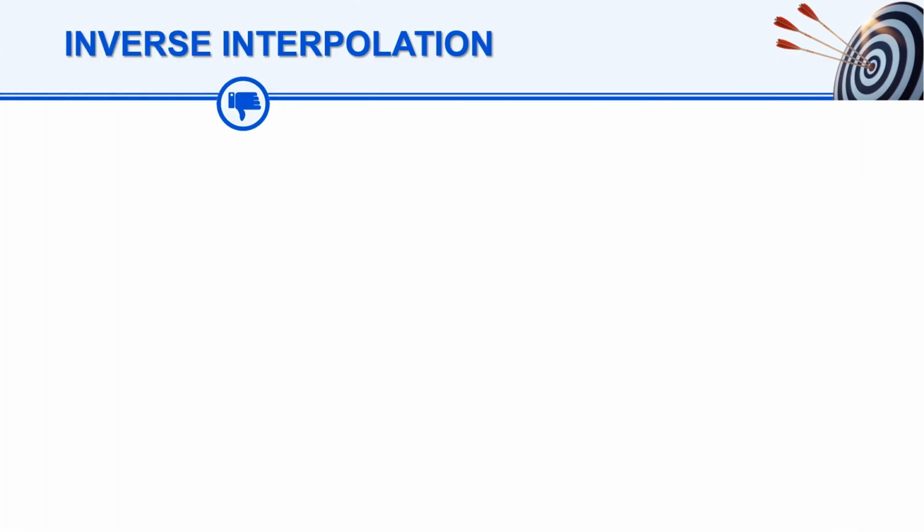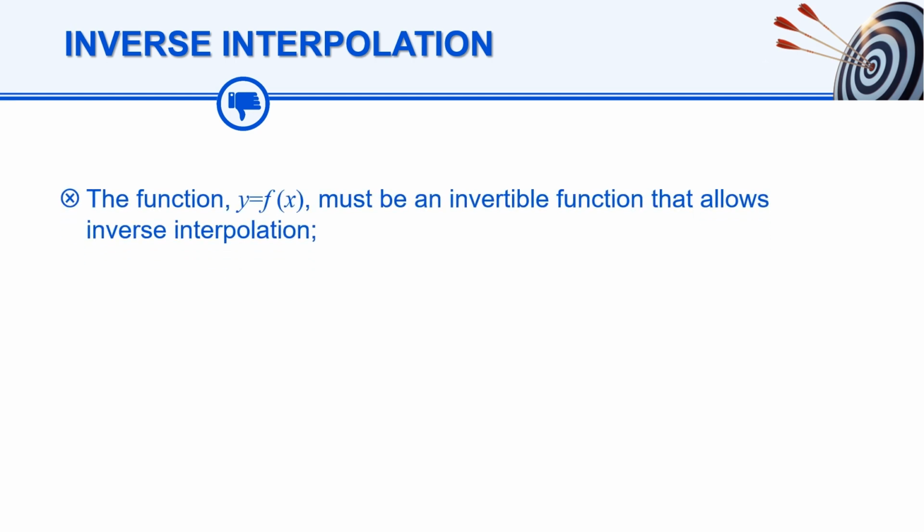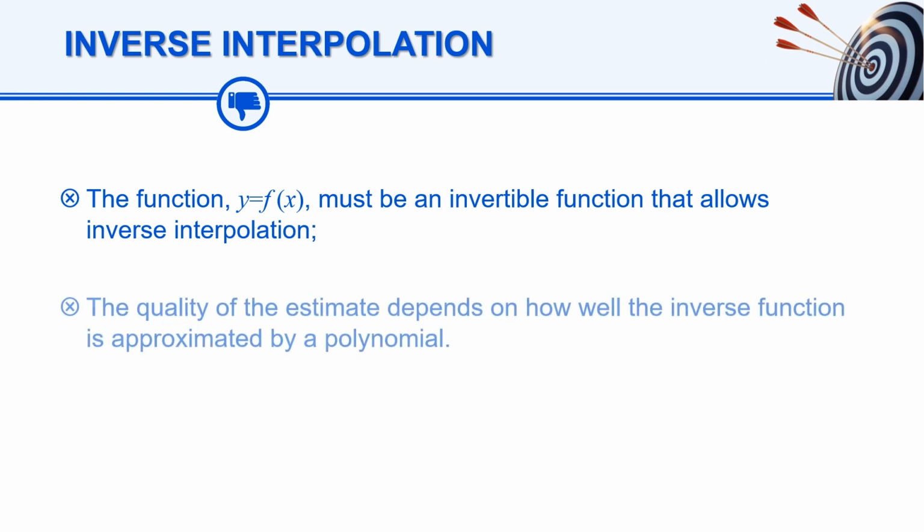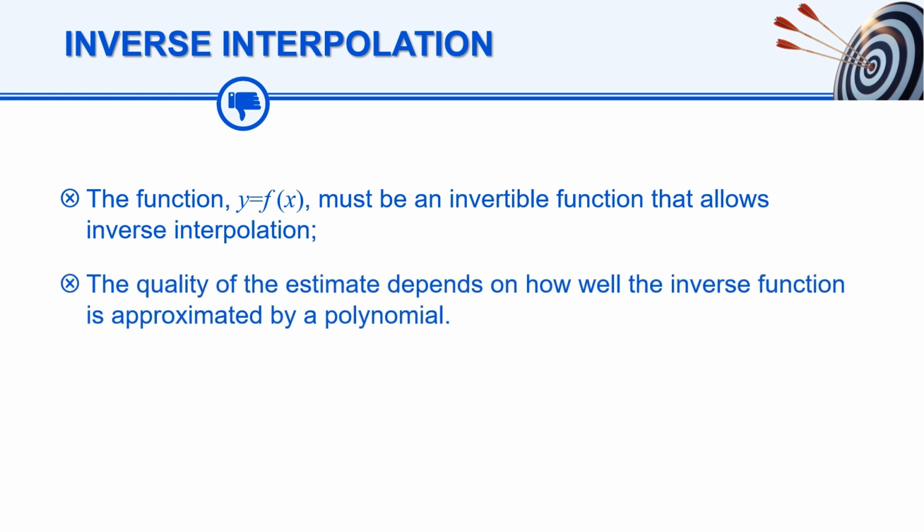The disadvantages of inverse interpolation are: the function, y equals f(x), must be an invertible function that allows inverse interpolation. The quality of the estimate depends on how well the inverse function is approximated by a polynomial.